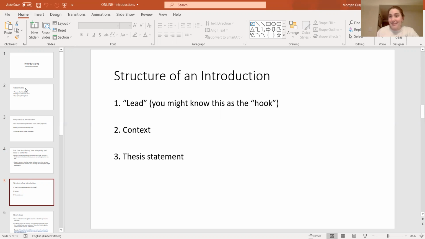Next, you need your context, which is all of the background information that will give your reader the information to understand your thesis statement, and then you have your thesis statement at the end. All of this together, again, is 5 to 7 sentences. Just like your conclusion, this is not supposed to be long. It's supposed to give us just enough of a taste to understand.